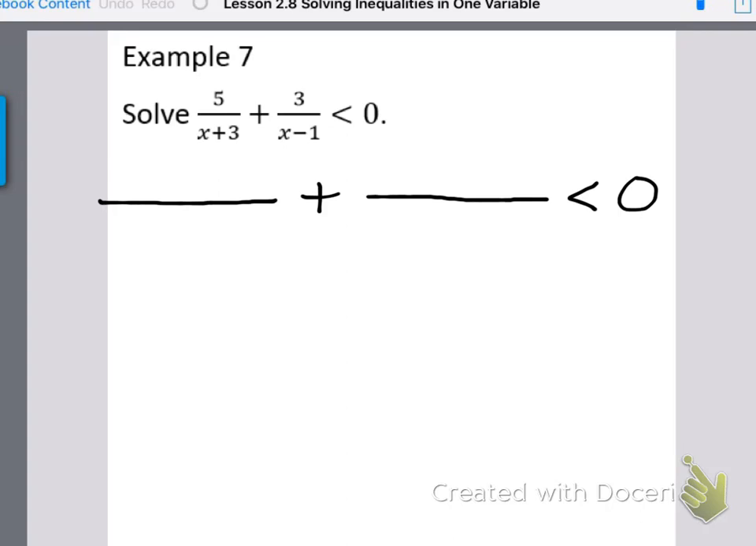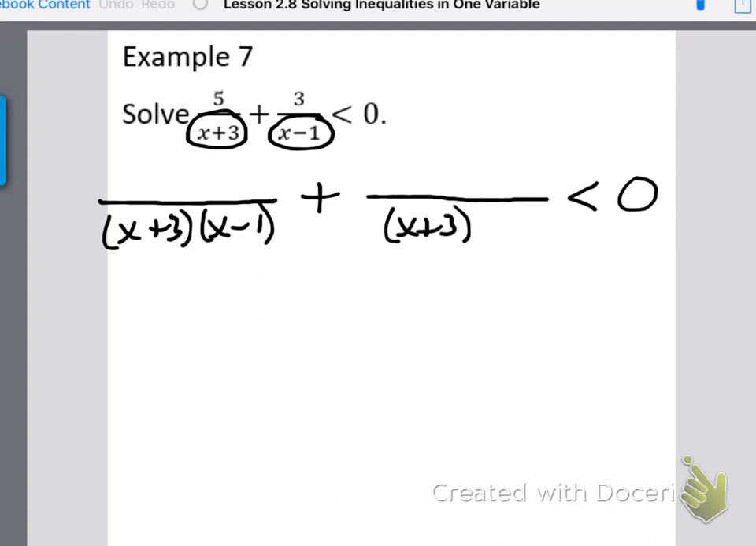My denominators are x plus 3 and x plus 1. Whenever I want to find the common denominator, I just take the two factors and put them together. There's my common denominator. Now, whatever you do to the bottom, you have to do to the top. The first denominator got multiplied by x minus 1, so that's 5 times x minus 1. In the second fraction, we had to multiply by x plus 3 to get the common denominator, so I have to do that on top.